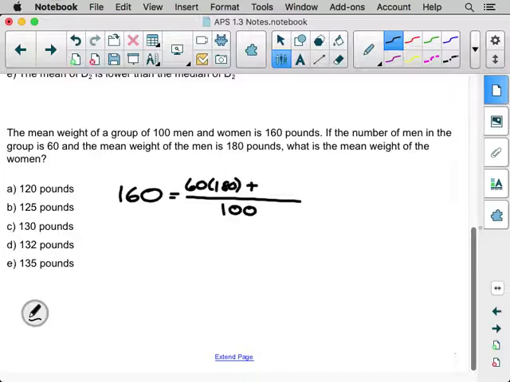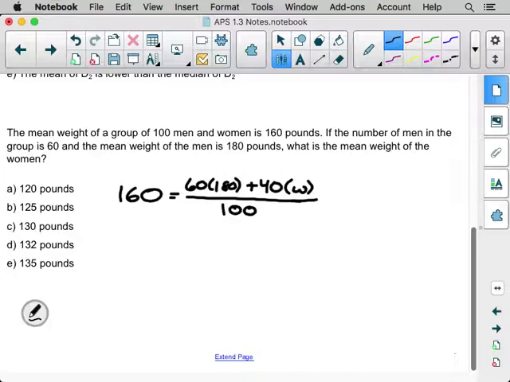Plus, how many women are there? If there's 60 men, how many women are there? 40. And then isn't the average of the women what we want? So by setting up this formula, am I able to find what I need now? Yeah. All right, so talk me through the algebra here.